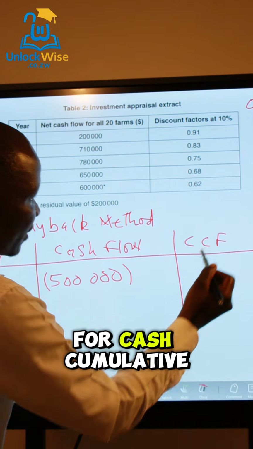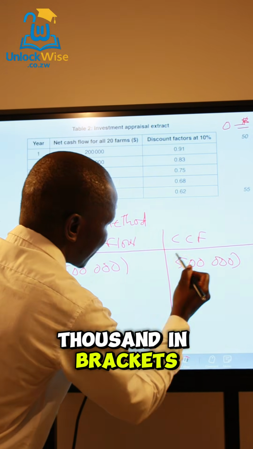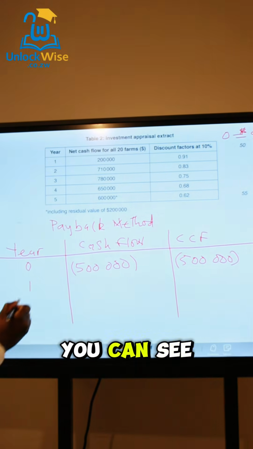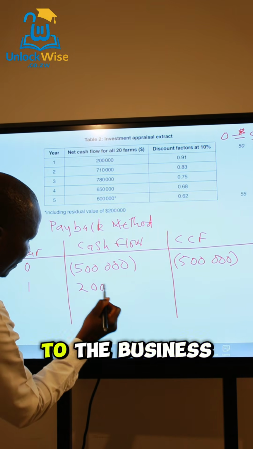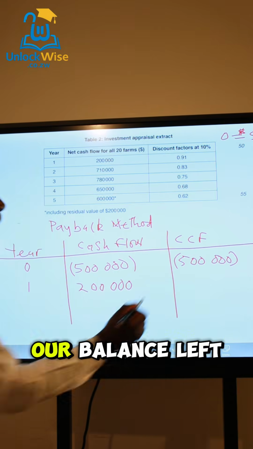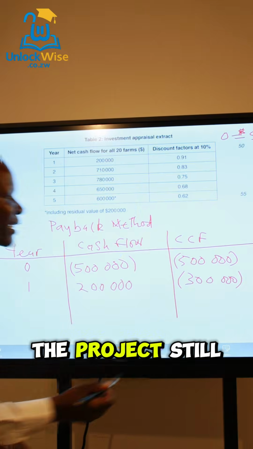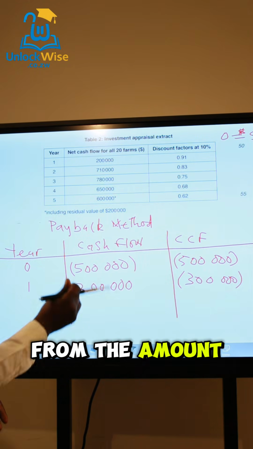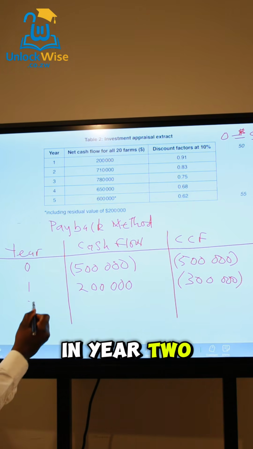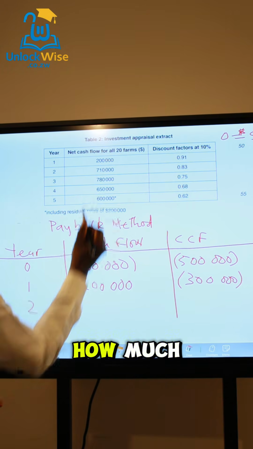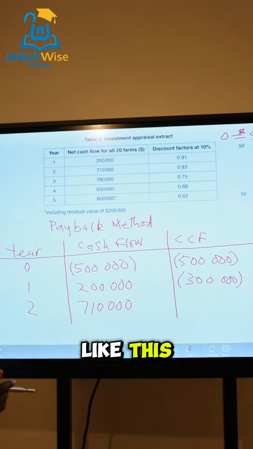So our balance or cumulative cash flow is still 500,000 in brackets. In year one, the project is bringing 200,000 into the business, positive cash flow. So our balance left is 300,000. The project still has to pay us 300,000 from the amount that we took in year zero. In year two, the project now is bringing 710,000 for us.